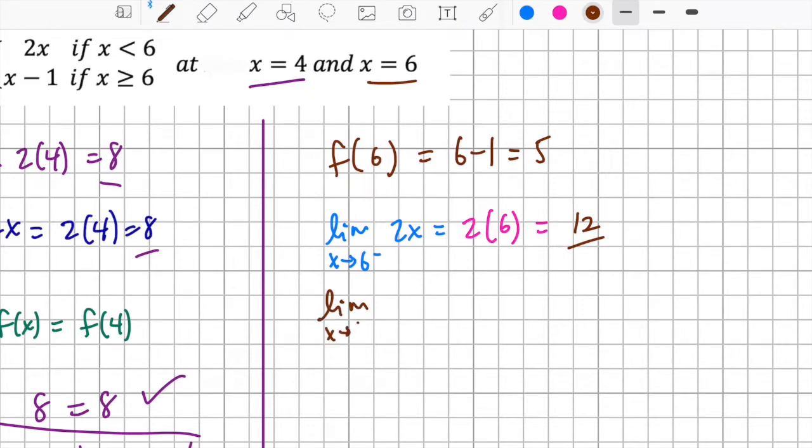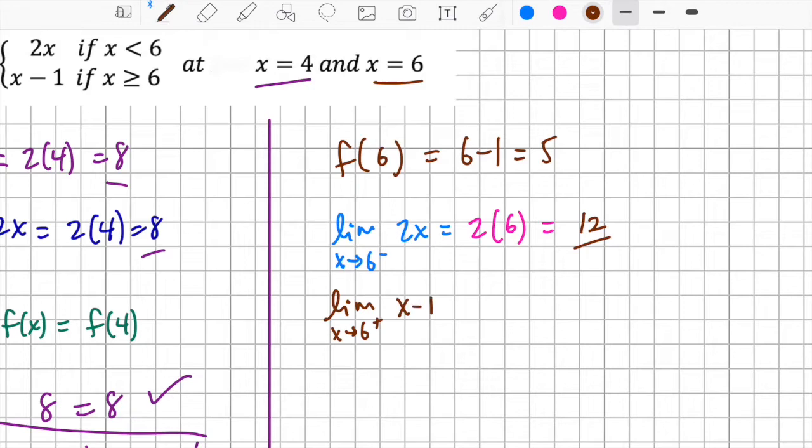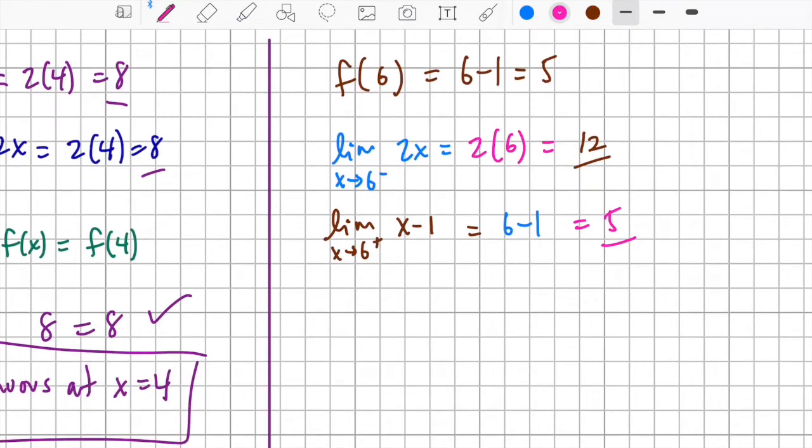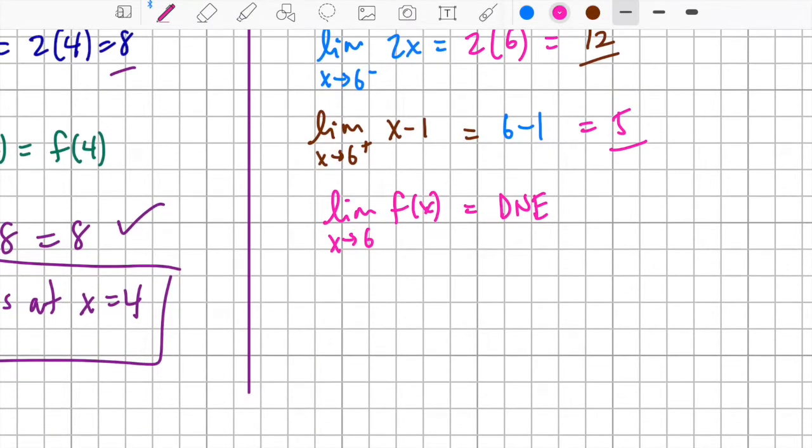Now we need to check the limit as x approaches 6 from the right. From the right is our other function, which is x minus 1. Now we're going to plug it in, so it's 6 minus 1, which gives me 5. Since the one-sided limits are different, we say the limit as x approaches 6 of f of x does not exist.